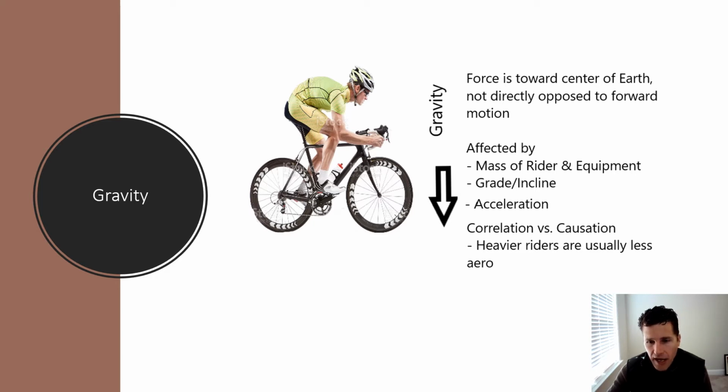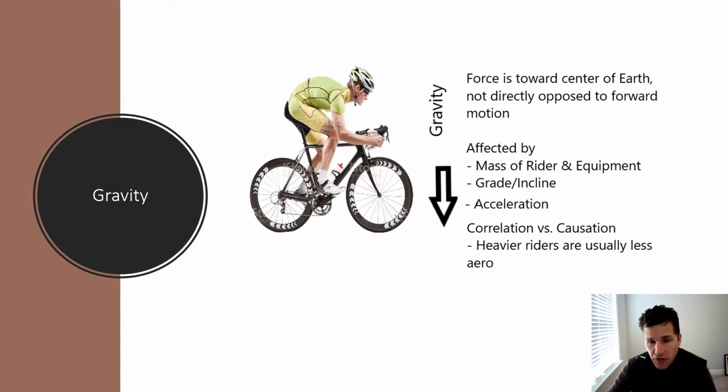I think one of the other reasons, other than the correlation versus causation issue, that we tend to overrate gravity and weight as a factor is because it's easy to measure. It's a lot easier to measure the weight of your bike and the weight of your body than it is the aerodynamic profile or rolling resistance or any of these other things.